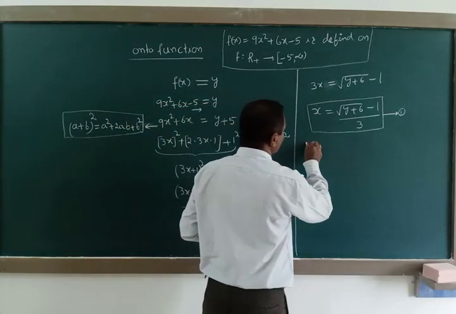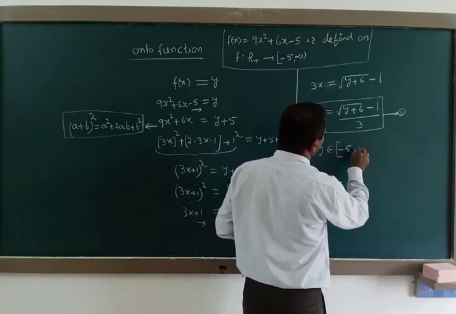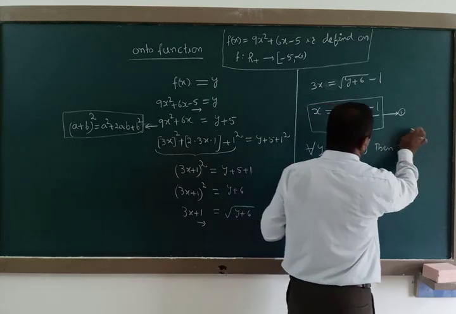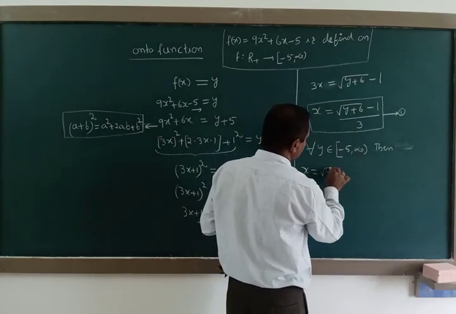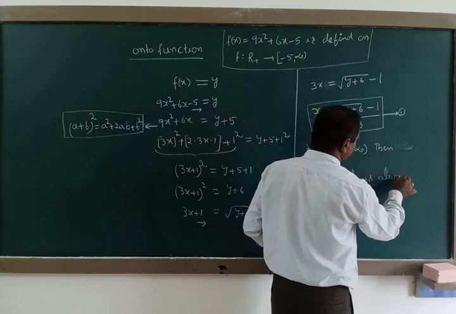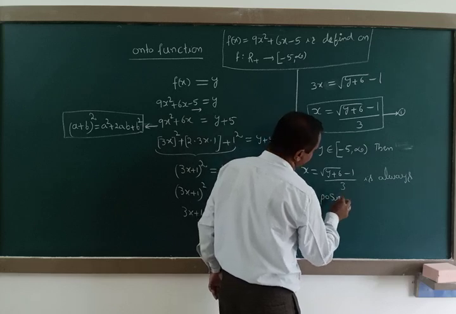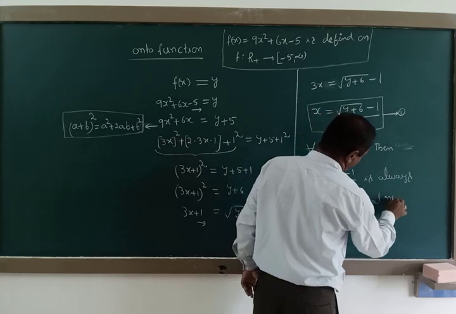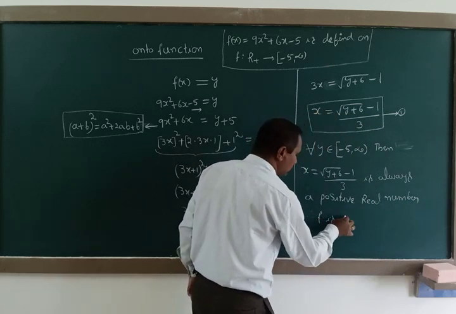See here. For all y belongs to the closed interval minus 5 comma infinity, x is equal to square root of y plus 6 minus 1 whole dividing by 3 is always a positive real number. Therefore, f is an onto function.